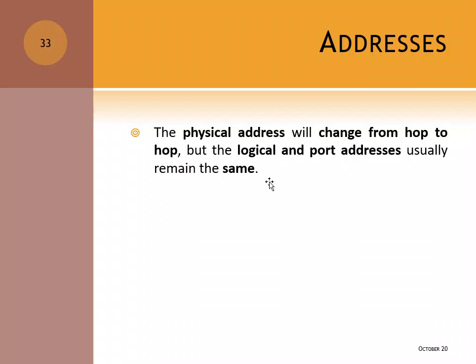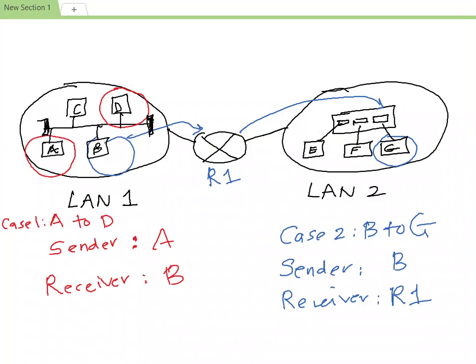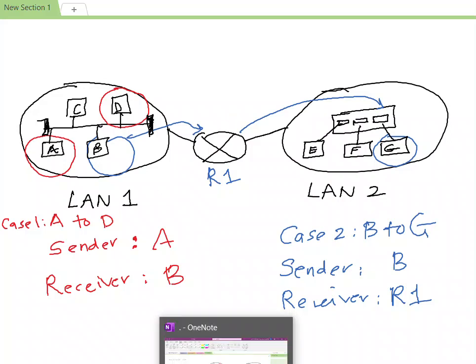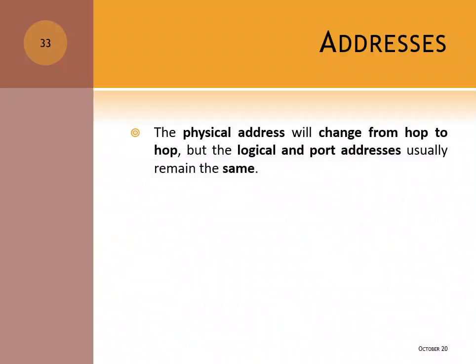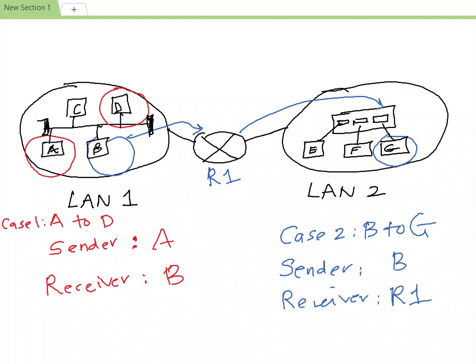Okay, bila kita nak hantar data daripada satu komputer ke satu komputer yang lain, okay, melalui intermediate nodes, contohnya macam ni, katalah B wants to send data to G, B nak hantar data pada G melalui router. Okay, dalam kes ni, logical address and port address akan kekal. Tetapi physical address akan berubah daripada hop ke hop. Okay, yang ni saya akan tunjuk in the next video.